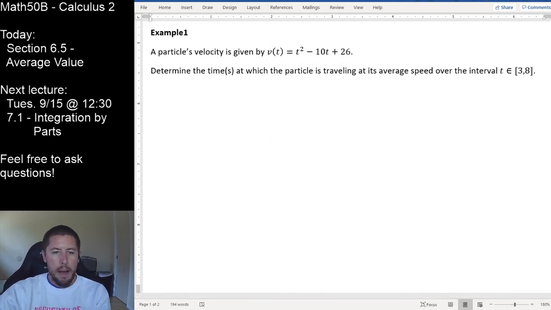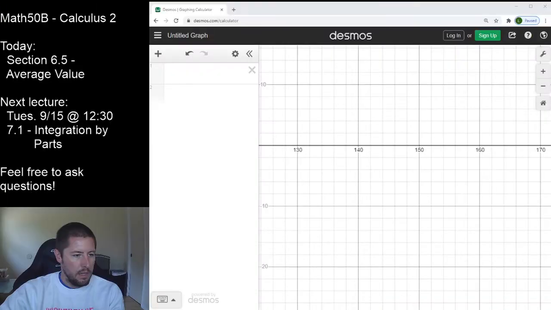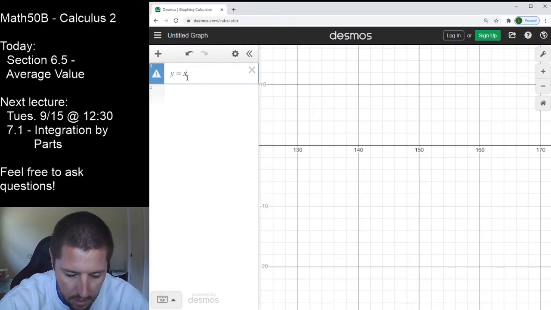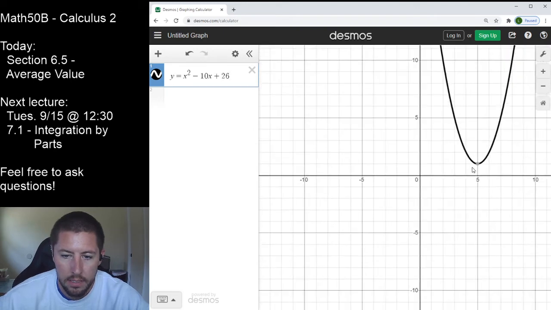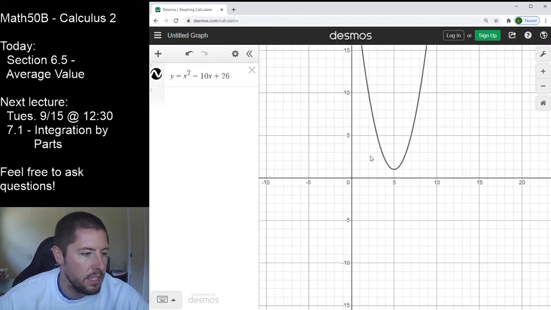And to do that, I'm going to pop on over to Desmos. So we can see our equation here is y equals x squared minus 10x plus 26. So over here in Desmos, let's go ahead and throw that guy in here. We are looking at y equals x squared minus 10x plus 26. All right, so if I go to home here, I can see where my curve of interest is at.